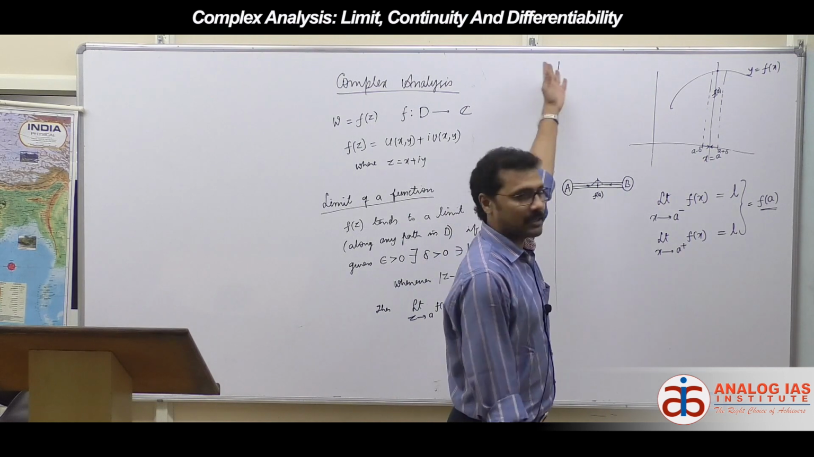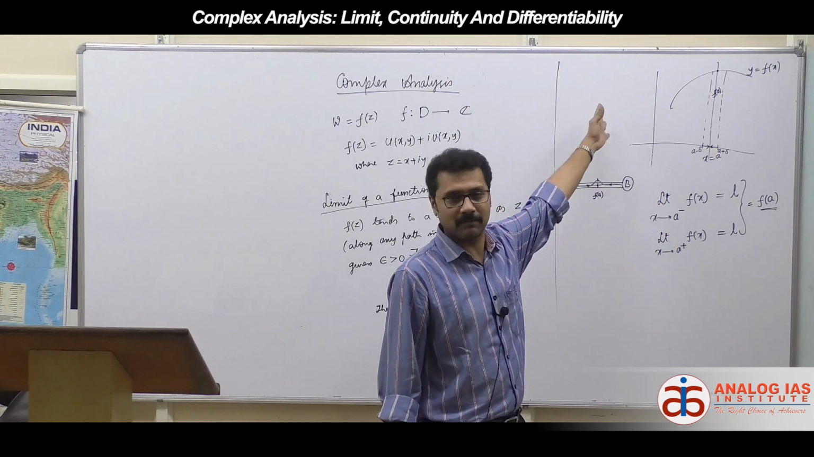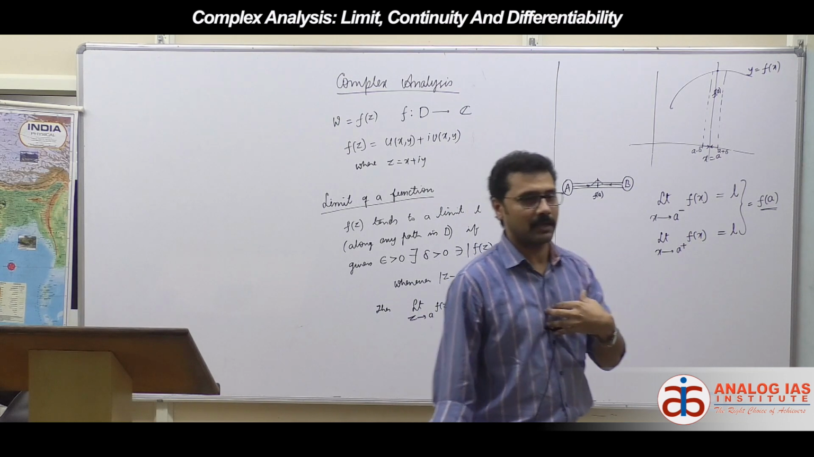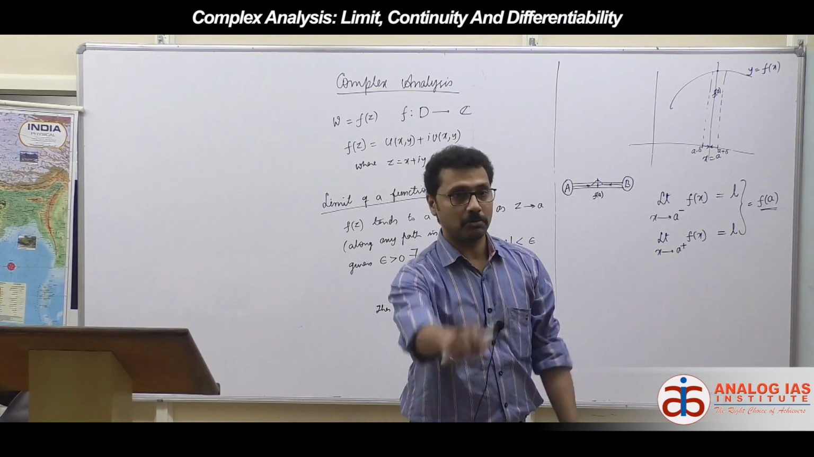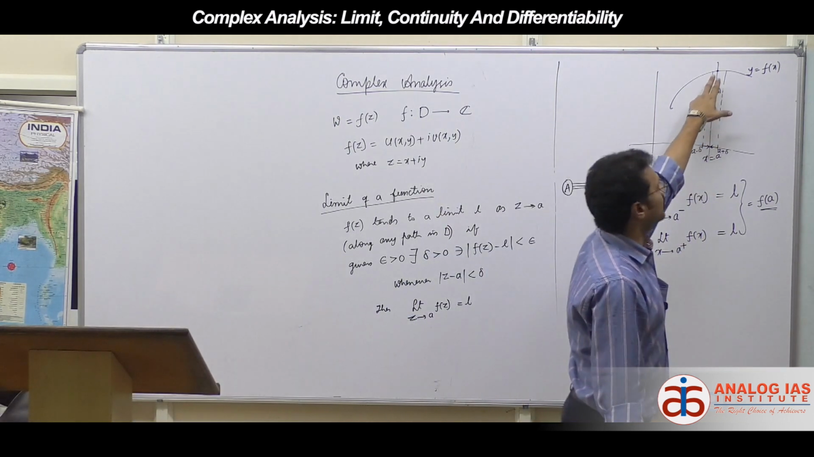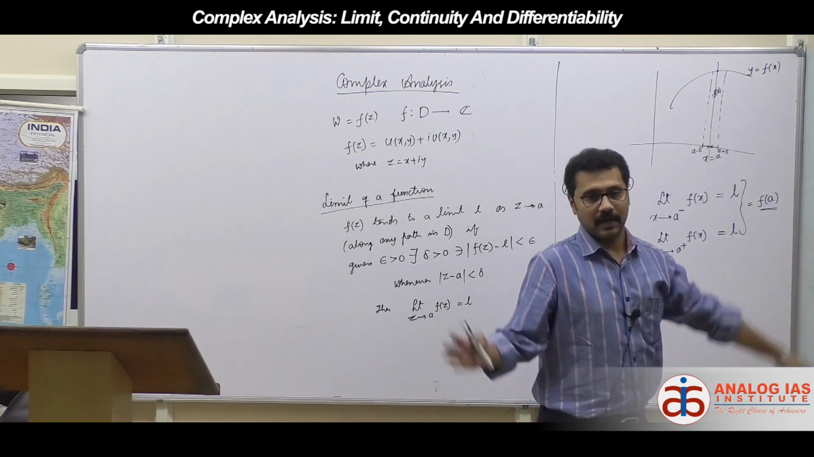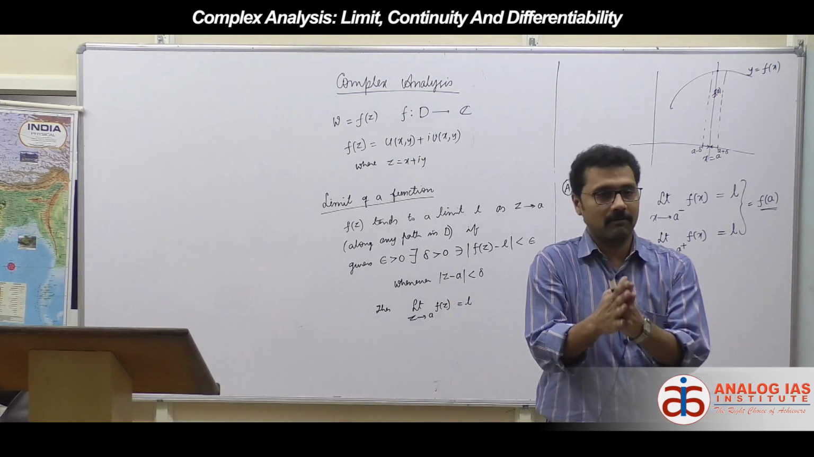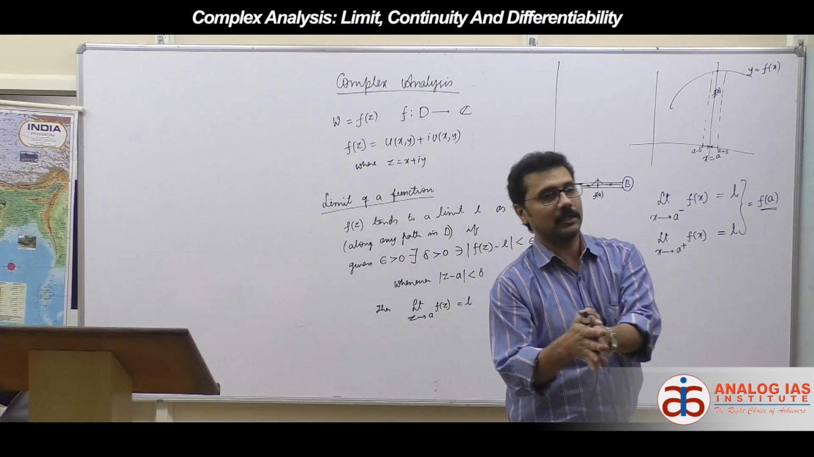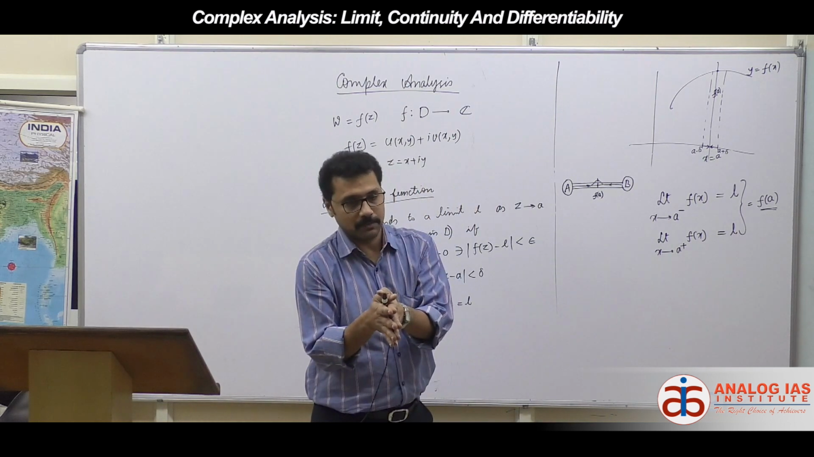Or else some other f dash of x is a continuous function. I am least bothered about f dash of x. I am just bothered about my f of x. So you have to meet on the curve: left hand limit equal to right hand limit equal to f of a. Only then you can say my curve is a continuous function, right?